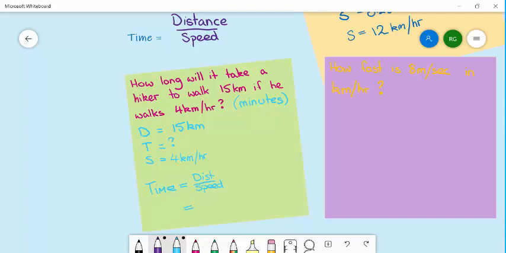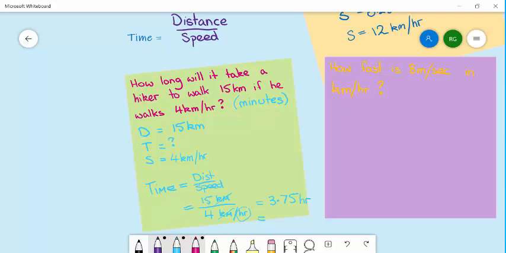Time is equal to 15 kilometers divided by 4 kilometers per hour. And what you'll see here is we can actually cancel out kilometers and kilometers. 15 divided by 4 is equal to 3.75, and we still have our hours.